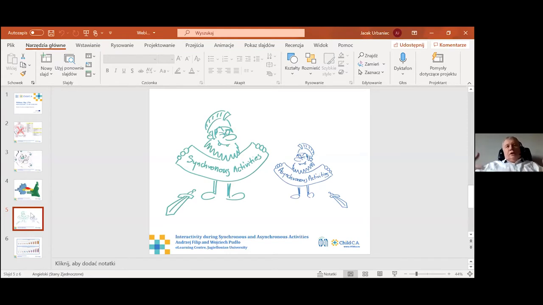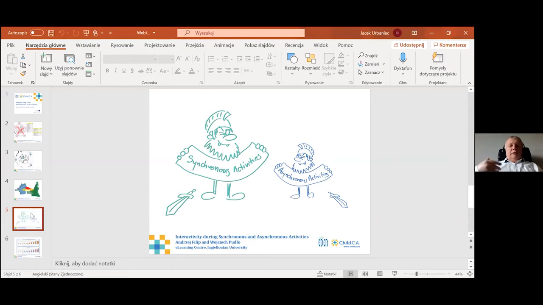So the third topic will be how to make both synchronous and asynchronous activities interactive. How to involve students in action during these classes. And this will be done by my colleagues, Wojtek Pudło and Andrzej Filip. We trained teachers at my university how to make synchronous classes interactive. And there is enormous interest among teachers because everybody discovers the same problem: how to facilitate interactivity during classes.